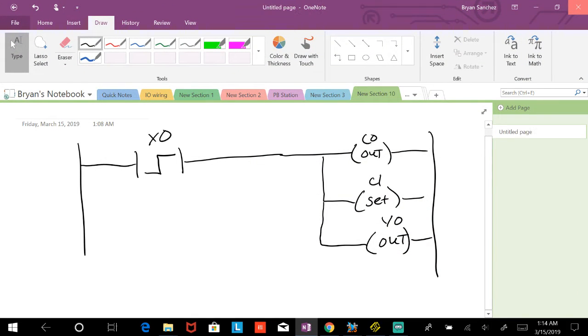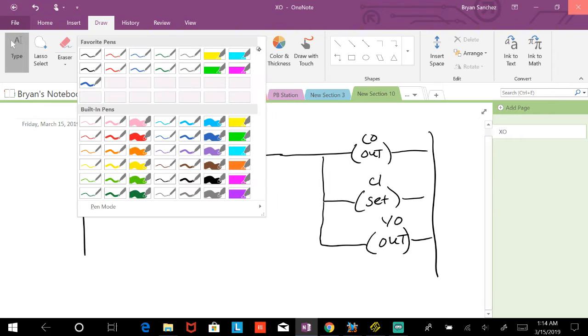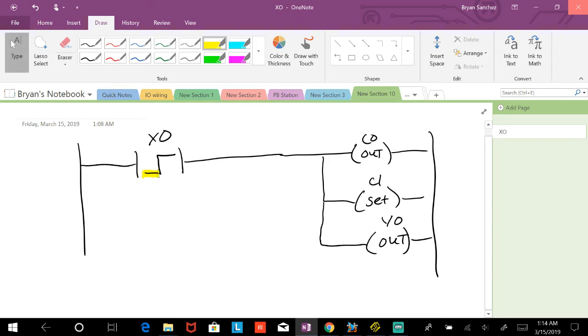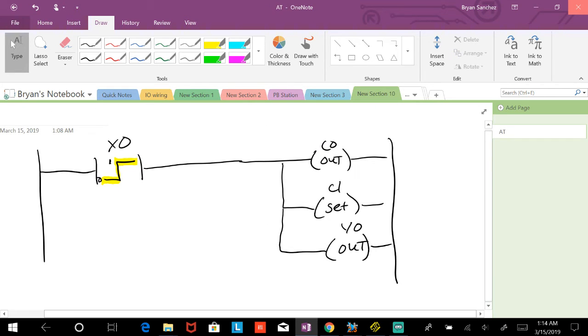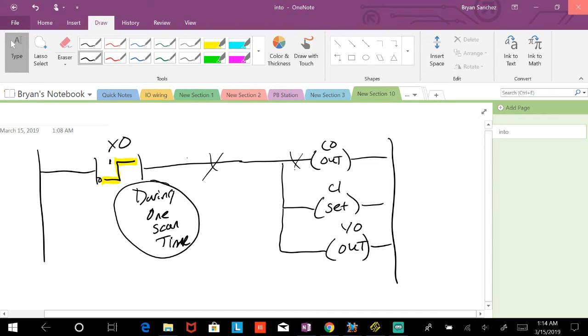So now, and this is X0. Notice that this contact right here is only monitoring whenever an off to on transition happens. Where this is off, this is a 0, and over here is a 1. During one scan time, it only monitors that. So scan time 1, it monitors that. Scan time 2, it monitors that. If that's not true, this turns off, turns off, turns off, turns off. Notice that once I turn C1 on, it's a set, so it's going to stay on until I make it reset.